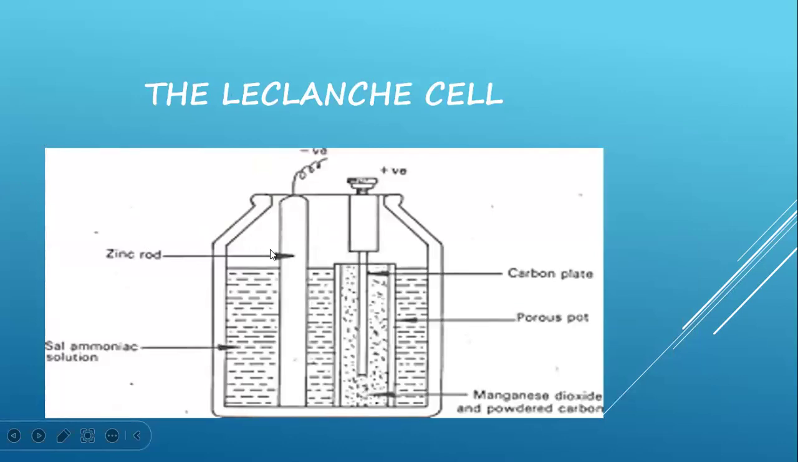As you can see, these are the various parts that are labeled. There's a zinc rod, the ammonium chloride solution that we mentioned before in our notes. Then there is a carbon plate, there's a porous pot, and then manganese dioxide and the powdered carbon. So these are the components of the Leclanche cell.